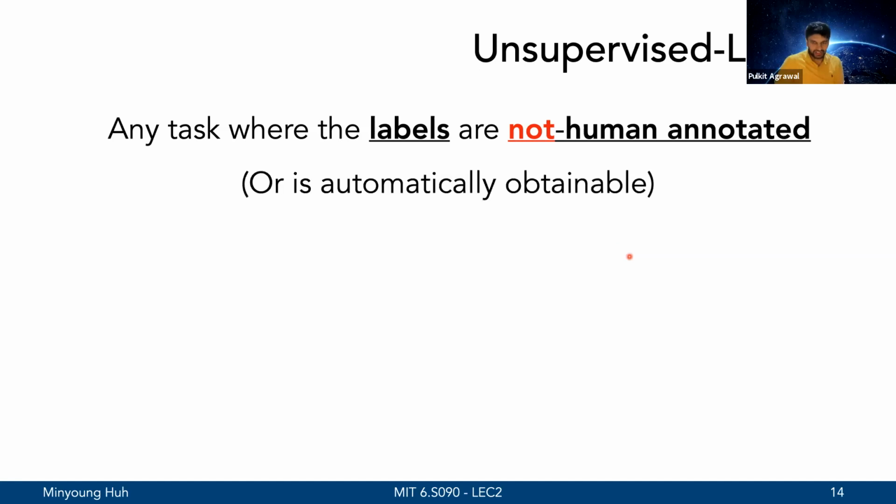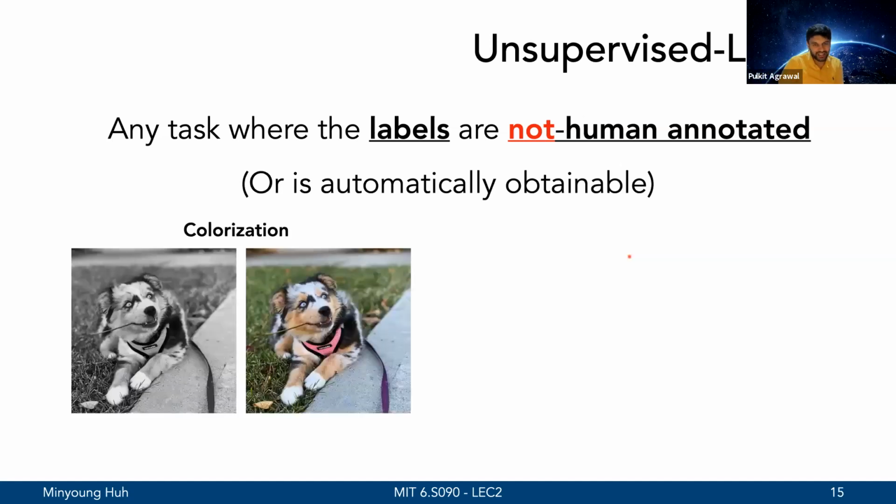Now, what are good examples of it? Autoencoders are one good example, because I can just take the image and cut it. In that case, I don't need an annotation from the human. Another example is colorization. For example, I can make the image grayscale and try to predict the color.